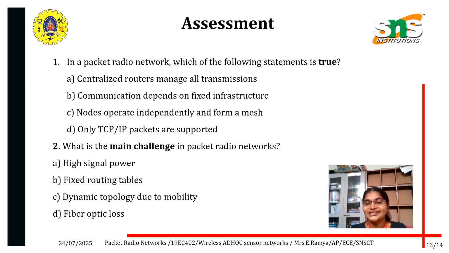So guys, now it's time for assessment. In a packet radio network, which of the following statements is true? And next, what are the main challenges in a packet radio network?